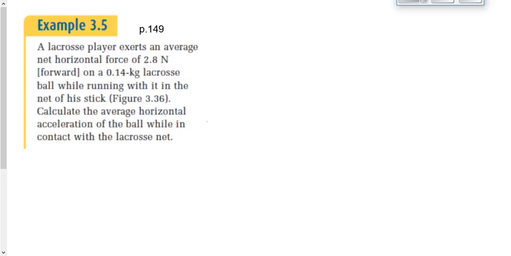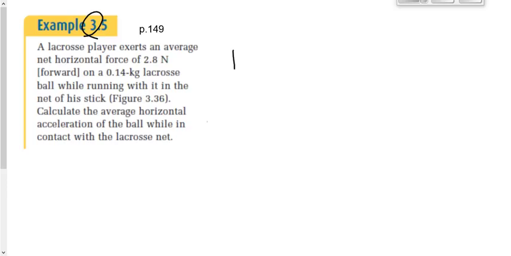Here's our example, the only one we're going to do here. Example 3.5, which means it's in chapter 3 if you're downloading the textbook, on page 149. It says a lacrosse player, they seem to like lacrosse here, right? Exerts an average net horizontal force of 2.8 newtons forward on a 0.14 kilogram lacrosse ball while running with it in the net of his stick. Calculate the average horizontal acceleration of the ball while in contact with the lacrosse net.